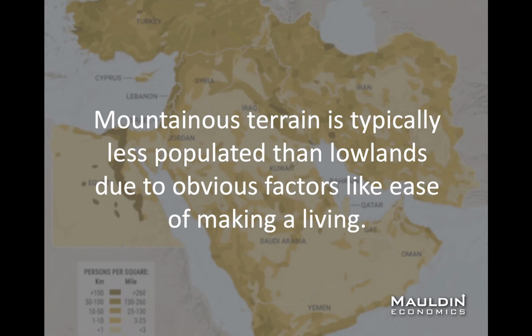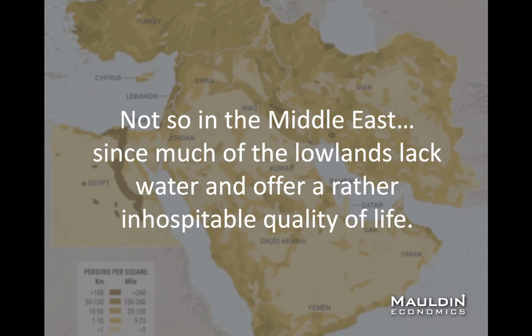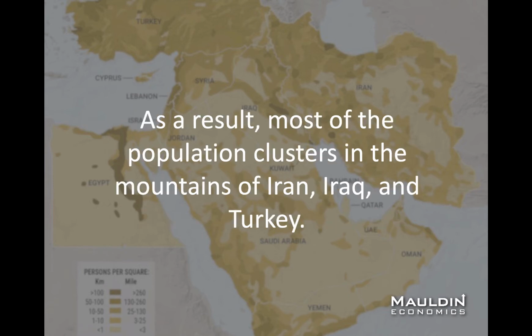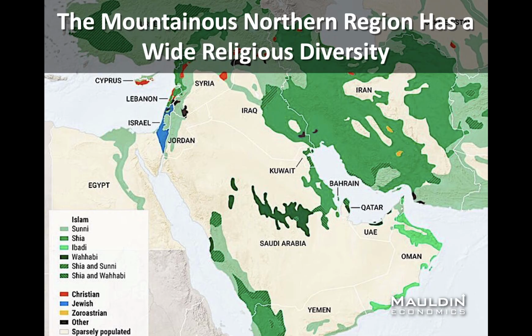So the mountainous terrain is typically less populated than the lowlands due to obvious factors such as the ease of making a living, but that's true in most places. The lowlands lack the water and offer a less hospitable life in the Middle East. And so as a result, most of the population centers are in the mountains of Iran, Iraq, and Turkey.